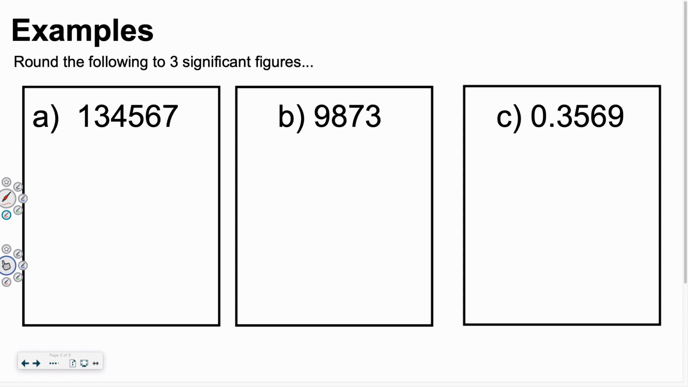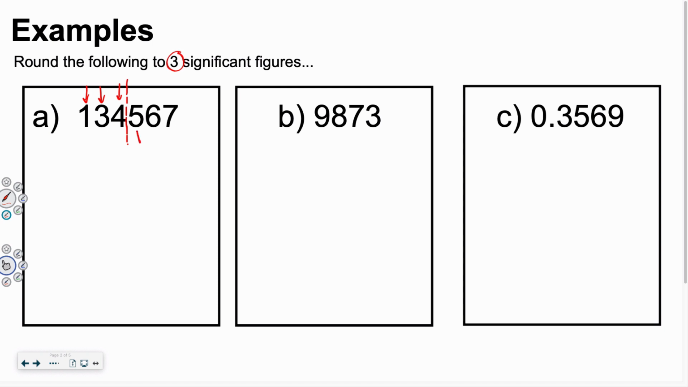We've got 134,567, 9,873 and 0.3569. So looking at part A, we want to round all of these to three significant figures. So what that means is, when we've got a whole number, we look for the first three numbers. So here's the first one, the second one and the third one. And then as we've got three significant figures, we're going to draw our line after the three numbers.